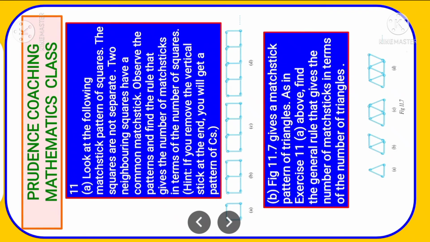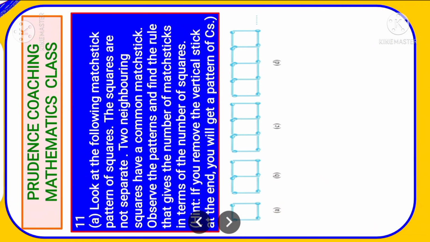So here it is asked, if the number of squares is given, you need to find out the number of matchsticks using a particular formula or pattern. You need to find out that particular rule here. Let's see the pattern first. In this particular figure number A, as you can see, we require 1, 2, 3, 4 matchsticks. So you just write here 4. In the second one, 1, 2, 3, 4, 5, 6, 7. So 7 matchsticks are required. In the next one, 1, 2, 3, 4, 5, 6, 7, 8, 9, 10.